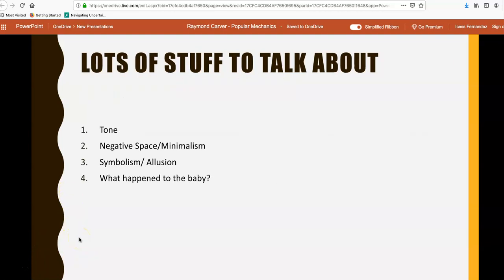There's tons of stuff to talk about, and I'm going to try to go through this as quickly as possible. I don't want to waste a lot of your time, but there are 4 things that we're going to investigate here: the tone of the story, the idea of minimalism, which is negative space in the story, the symbolism, and the illusion in the story. There's lots of symbols. There's one huge illusion if you haven't seen it yet. And of course, we'll come back and talk about what happened to the baby.